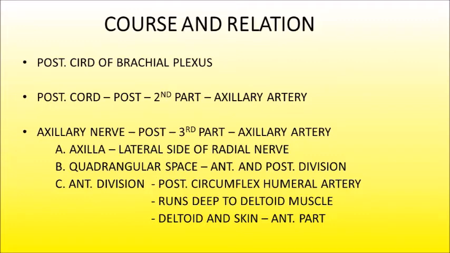Remember that it arises from the posterior cord of the brachial plexus, and in the axilla, it lies on the lateral side of the radial nerve. In the quadrangular space, it divides into anterior and posterior divisions.